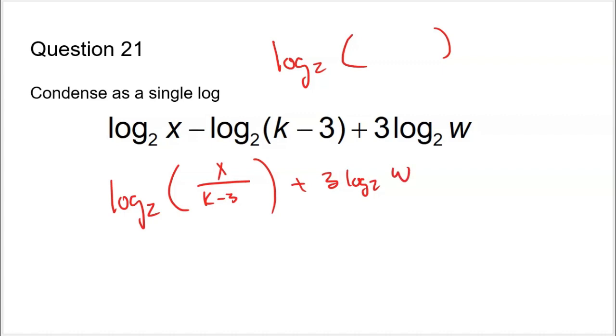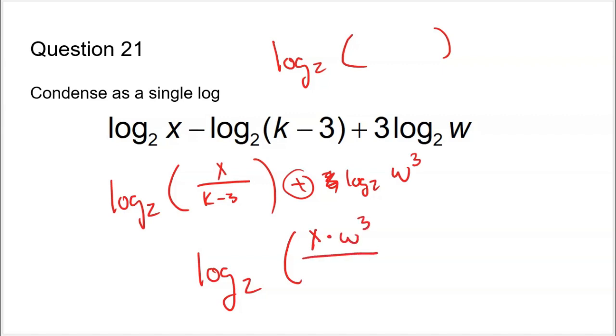All right, now note that there is no rule to separate addition or subtraction within a log, so that k minus 3 just stays there. Now we do have addition of this next log, so that's going to become multiplication, but I'm first going to move this 3 up as my exponent so I could do that. So our final answer is going to be log base 2 of x times w cubed, all divided by k minus 3. Not too bad, not the prettiest answer there, but that did take multiple logs and condense them down into a single log using our log properties.